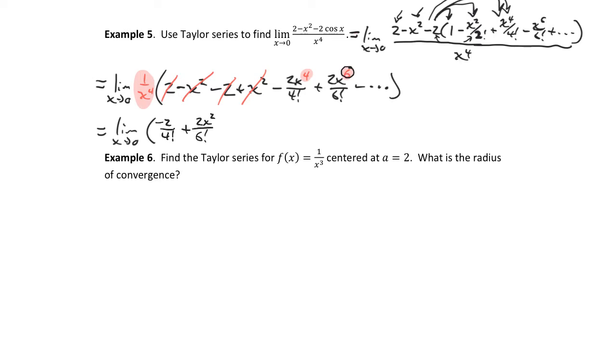over 6 factorial minus, the next one would actually be 2x to the fourth, I believe, because we would have been at x to the eighth. When you divide that by x to the fourth, you get x to the fourth. That would be over 8 factorial, and so on. And this is wonderful because now as x goes to 0, we have lots of terms that will be 0. In fact, all of them will be 0, with the exception of the very first term, which we get to keep, and our final answer is negative 2 over 4 factorial, which is negative 2 over 24, or negative 1/12.